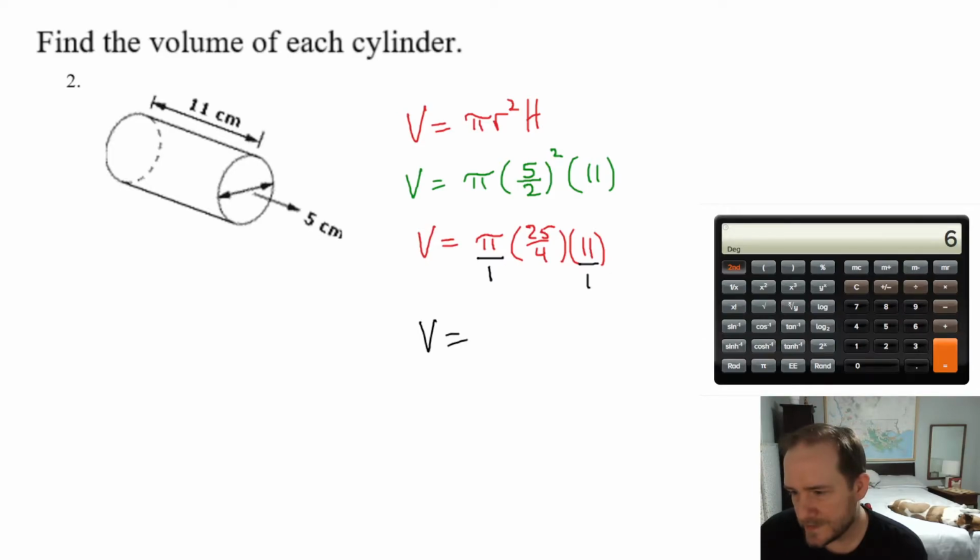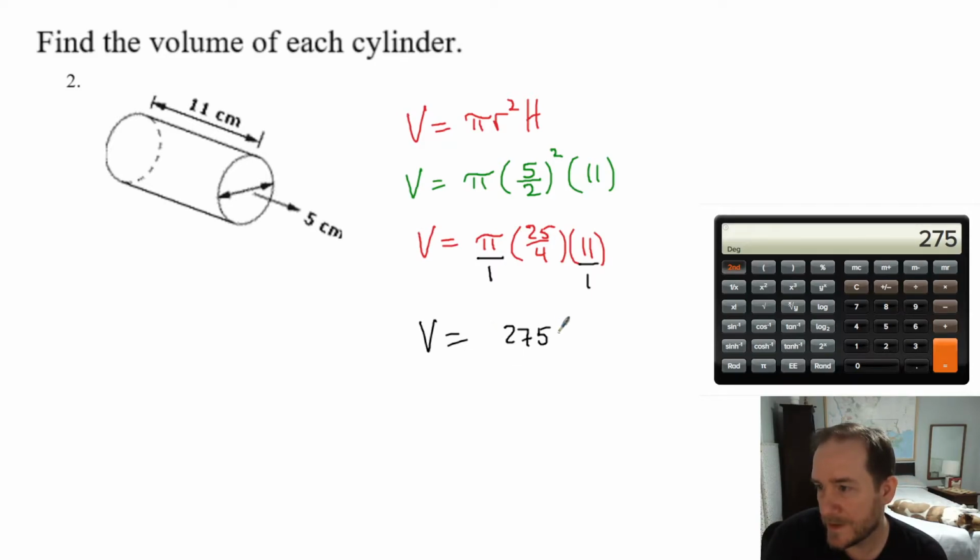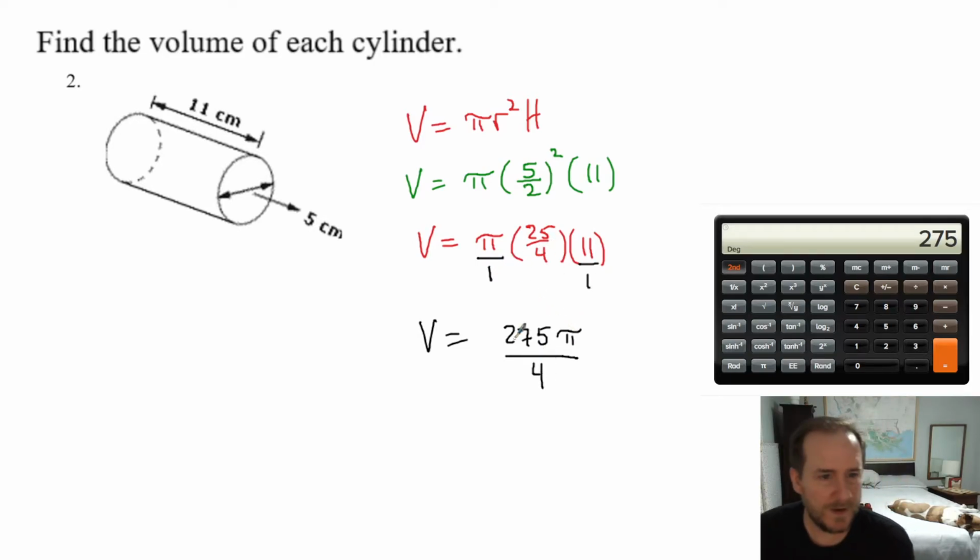And we can see that 25 times 11 is 275. So my numerator is going to be 275 pi. My denominator is going to be 4 times 1 times 1, so 4. And we talked about this too.